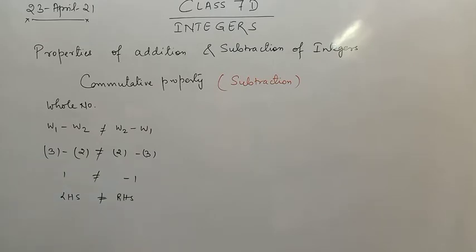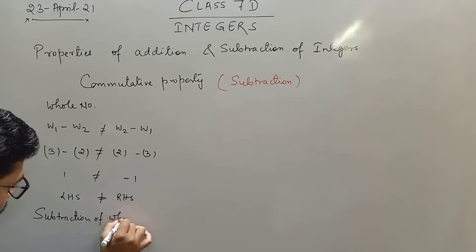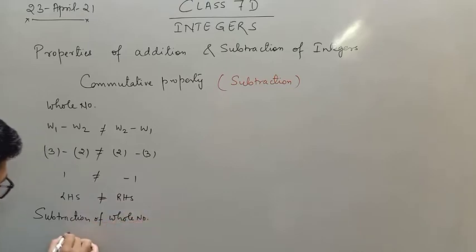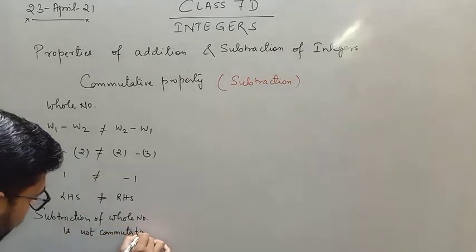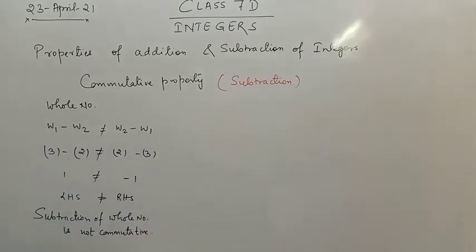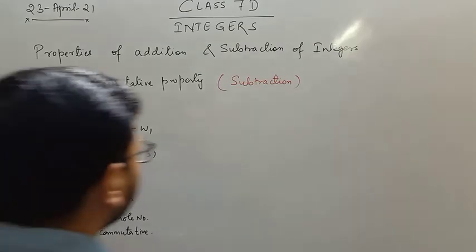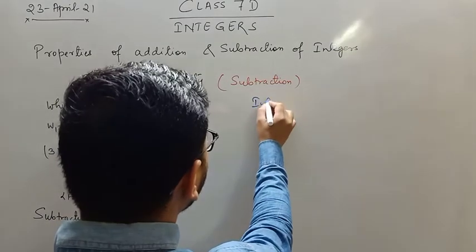So what we can write is subtraction of whole number is not commutative. So subtraction of whole number is not commutative. Okay, now this is for whole number. Now you can check for integers also.